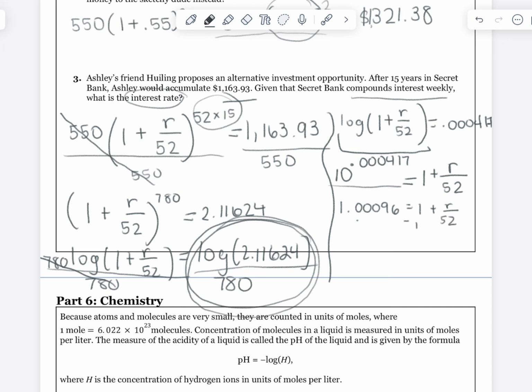Next, I'm going to subtract 1 from both sides, so I'm going to get 0.00096 equals r over 52. And then I have to multiply both sides by 52. When I do that on the calculator, I get that r is equal to 0.05. And then if you want a percent, you would rewrite that in percentage form, so 5%.